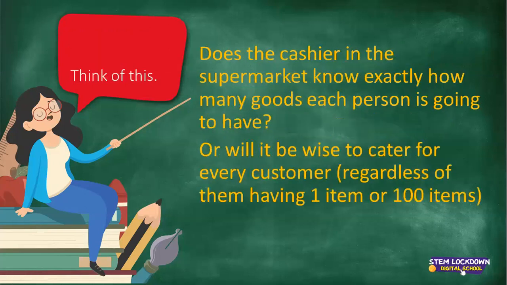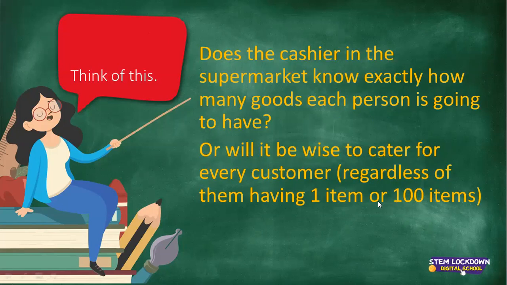Let's look at it in a practical situation. Does the cashier in the supermarket know exactly how many goods each person is going to have? Obviously, the answer is no. How are they able to cater for that? That's what we're going to look at today. One option might be to cater for every customer, regardless of whether they have 1 item or 100 items, so you may say, let me create this array to go up to 100, and that be the size.